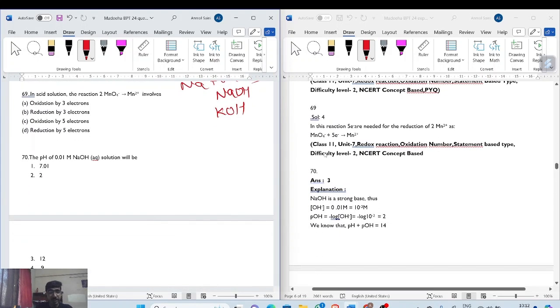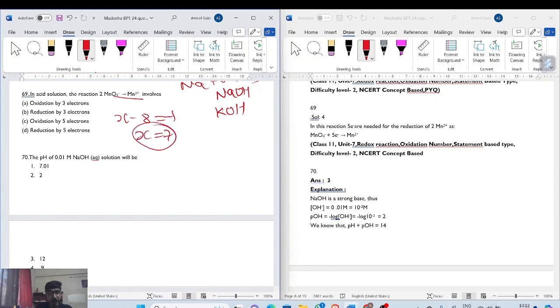Now question number 69. In acid solution, the reaction 2MnO4 minus gives Mn2 plus. Here we have to tell whether there is oxidation or reduction, and how many electrons change. First of all, we can see that the oxidation state of Mn is x minus 8 equals minus 1. So x is equal to 7.